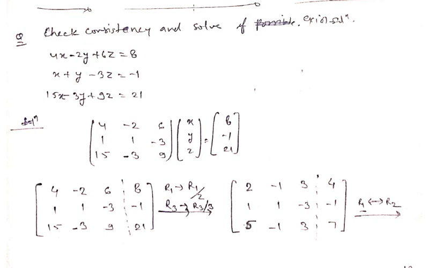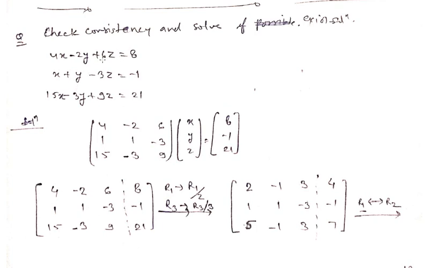Hello students, we continue our previous lecture and discuss some more problems based on solution of system of simultaneous linear equations. So here we have one more problem. We have to check the consistency of the given system of equations and find the solution if it exists. So the system of equations is 4x minus 2y plus 6z is equal to 8, x plus y minus 3z is equal to minus 1, and 15x minus 3y plus 9z is equal to 21.